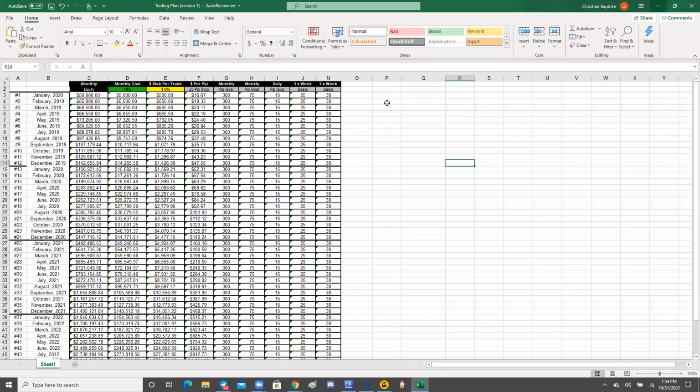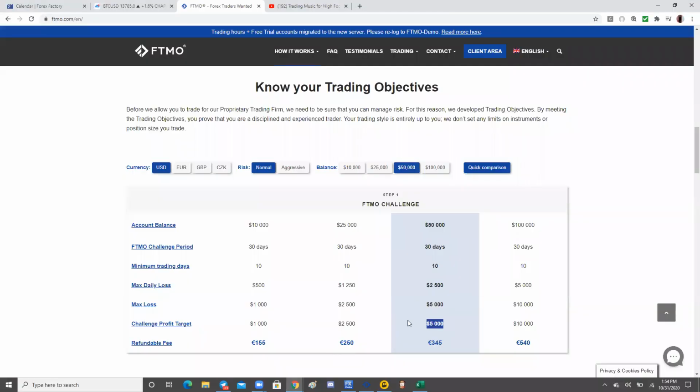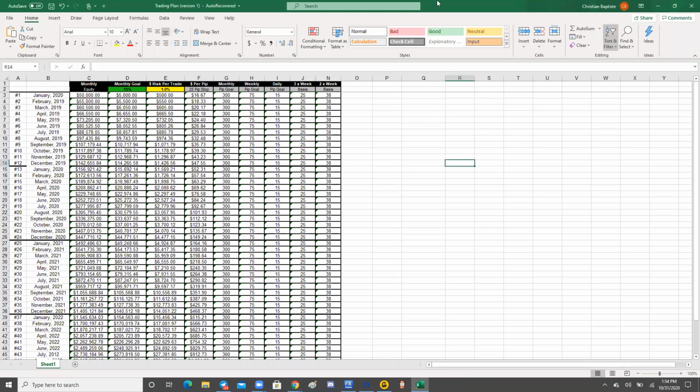And 1.6 times 75 times 10 makes 1,200. Look at that. So you're risking 320 to make 1,200, and you have to profit 5,000. So you're halfway there. Nice and easy. Proper risk management, nice and easy, gets you right to your objective.